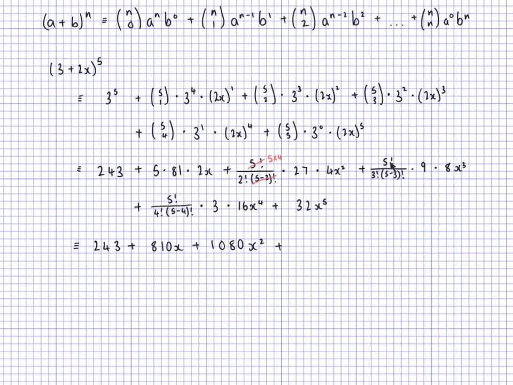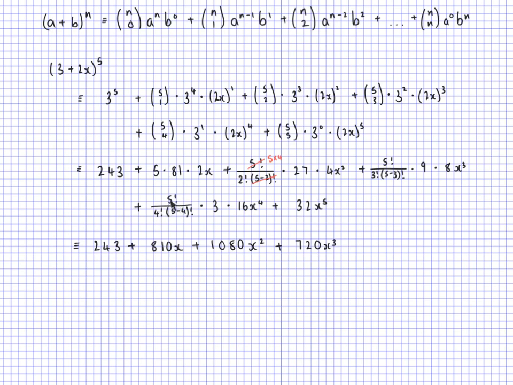Okay, so next one now, this one here. So again, can you see I've got 5 factorial and 3 factorial here. So again, these will cancel and leave me 5 times 4 at the top. 5 take away 3 is 2, so this will be 2 factorial. So it's really the same as that one. And if you remember, Pascal's triangle is symmetrical, so we should really get the same thing here. So this is going to be 10 as well. So 10 times 9 is 90. 90 times 8 is 720. So 720x cubed.